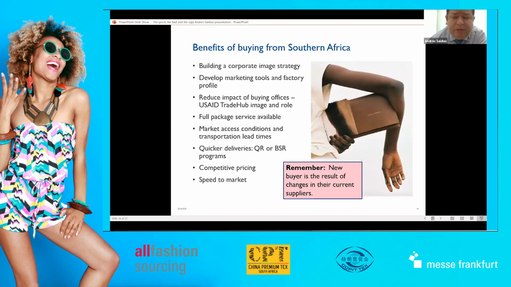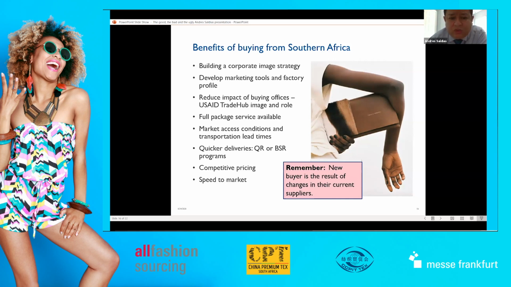So when we pitch Southern Africa, how do we build a corporate image strategy? We're building marketing tools right now. I've been working with 9 factories that provide me a factory profile, which are fairly competitive. How do we sell the buyers that we are not a buying office? They are scared of buying offices. That's 10 to 15% of extra cost. That happens a lot in Southeast Asia, a buying office taking 10 to 15% with 10 employees. So they don't want that in the middle.